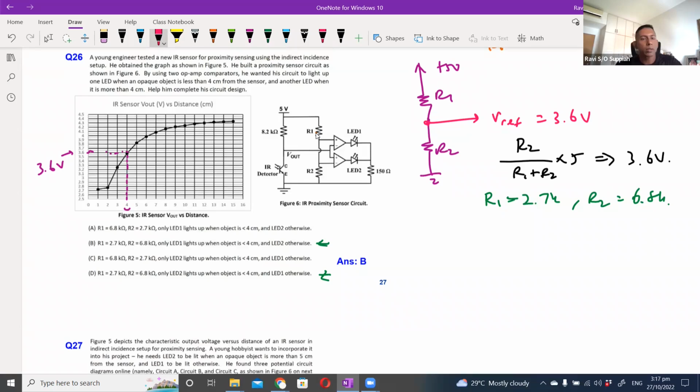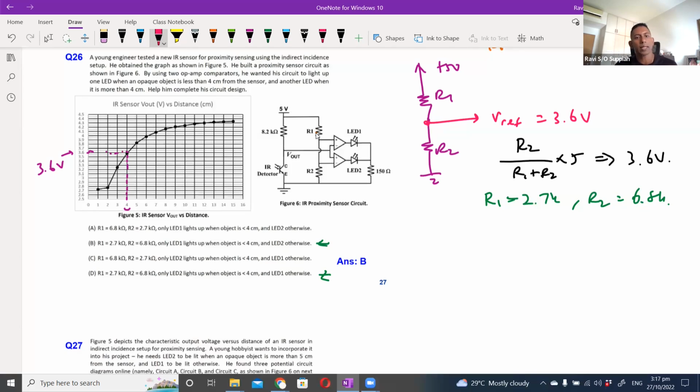So what we want is for one of the op-amps to light up when it's lesser than 4 cm. If not, the other op-amp will light up when it's greater than 4 cm. So what we need to do is figure out which of these statements is correct.